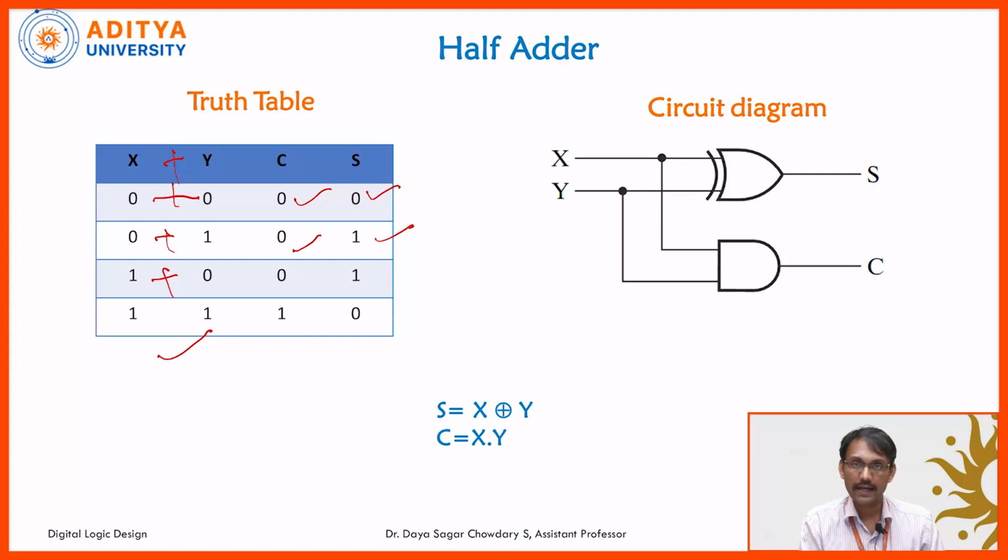And 1 plus 0, again here the sum is 1 and the carry is 0, there is no carry, we are not taking any carry. While coming to the 1 plus 1 combination, the sum is 0 and the carry is 1. That means, see, here we are using only 0 and 1.